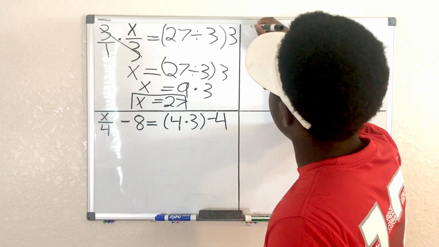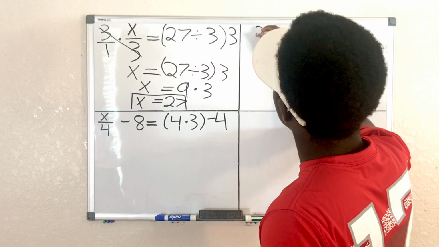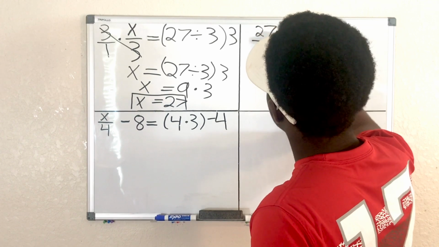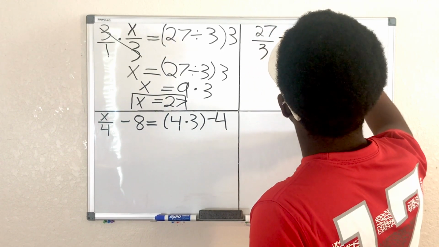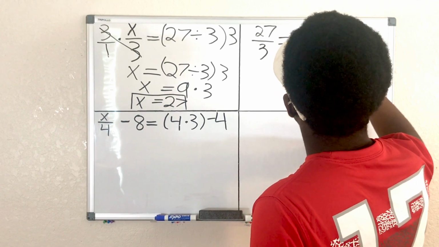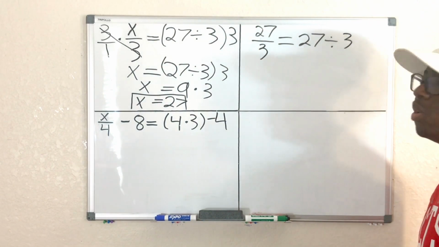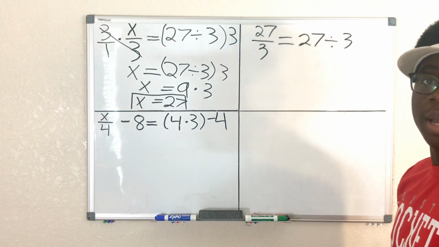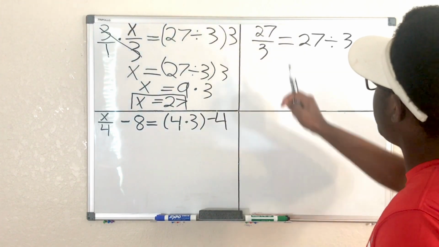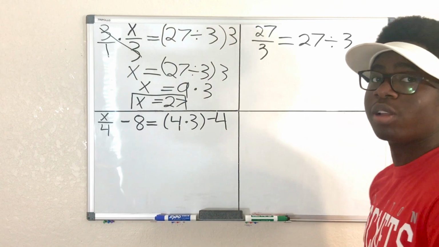We can plug this in to make sure it works. So we have X over 3, but we don't need that X since we have 27. We have 27 divided by 3 is going to be equal to 27 divided by 3. Now the funny part about this equation is that both sides are the same. So you don't even have to do that much checking because we already know that 27 divided by 3 is the same thing as 27 divided by 3.